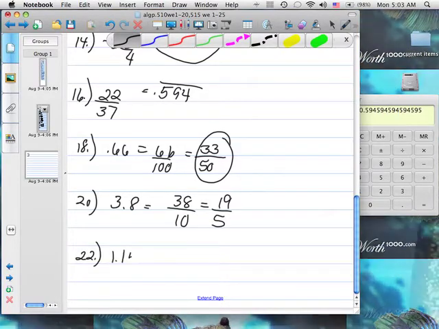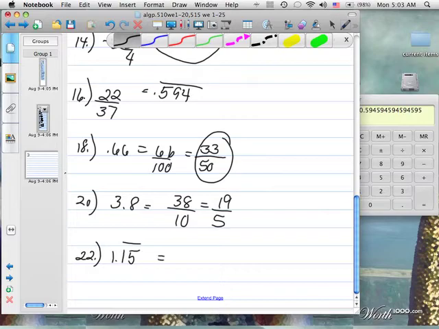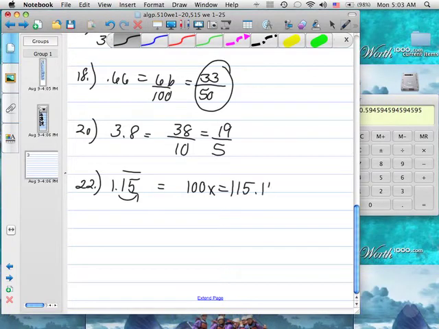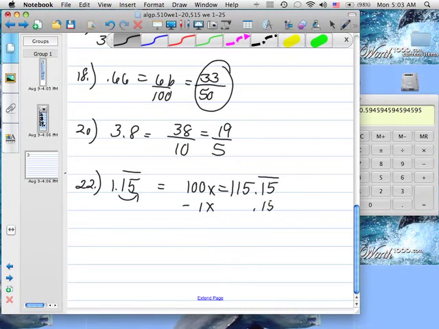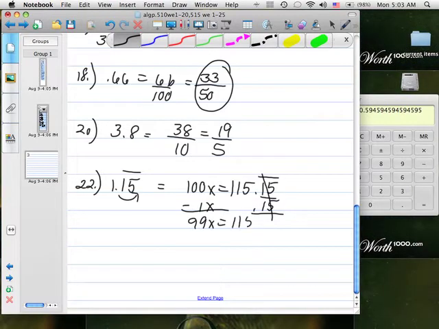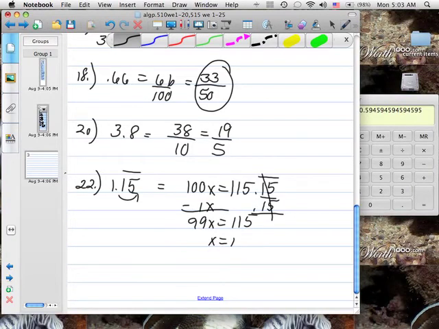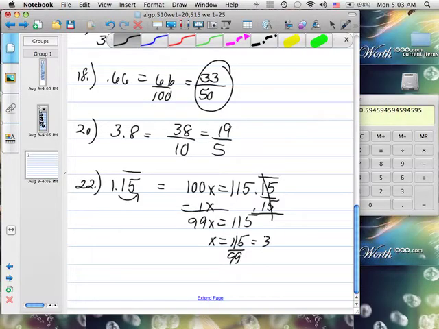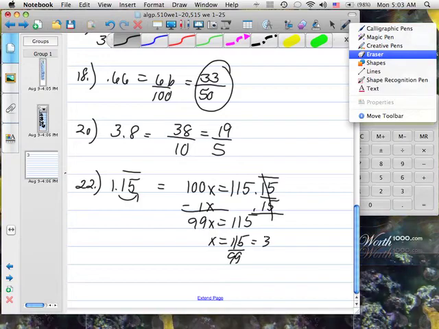22, 1.15 repeating. Everything after the decimal point's repeating, so we can use 100x, sliding it over 2 to get the bigger equation, equals 115.15 repeating. Subtract from that 1x. So we have 99x equals 115. Divide both sides by 99 and we get 115 over 99. Check for divisibility by 3. 3 goes into 11, 3 times, excuse me. It's not going to work.